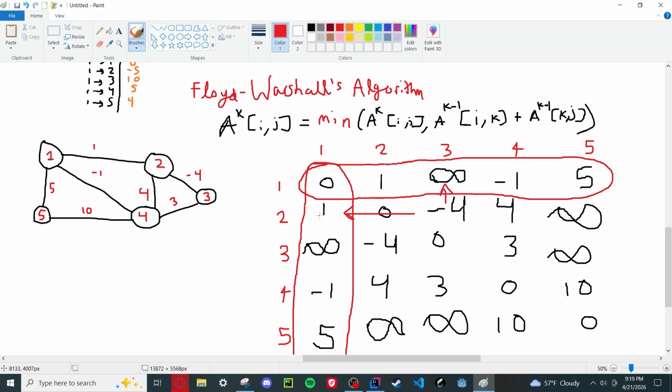Infinity plus 1 is infinity. Infinity is greater than negative 4, so we're just going to leave it. We can leave that. 2, 4 is, this is 4. Let's check negative 1 plus 1 is 0. So we can change that. So are you seeing how I'm checking these values?